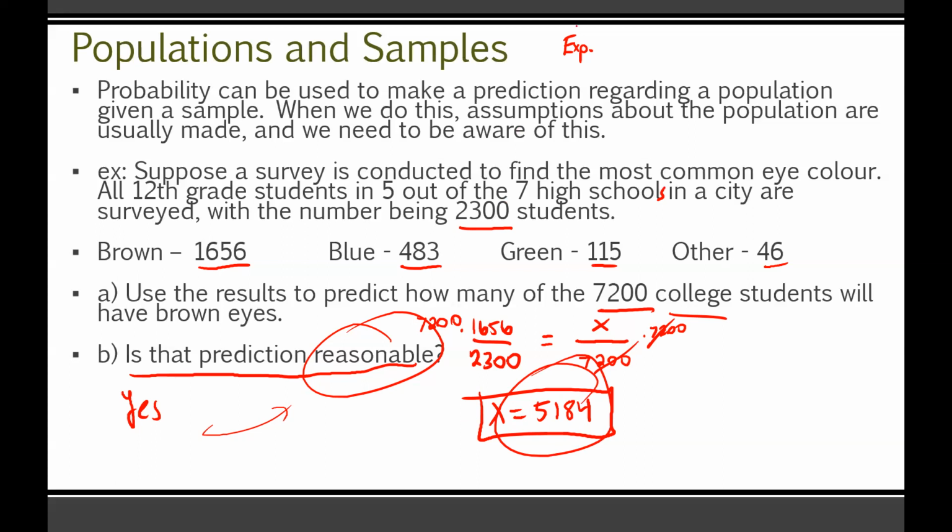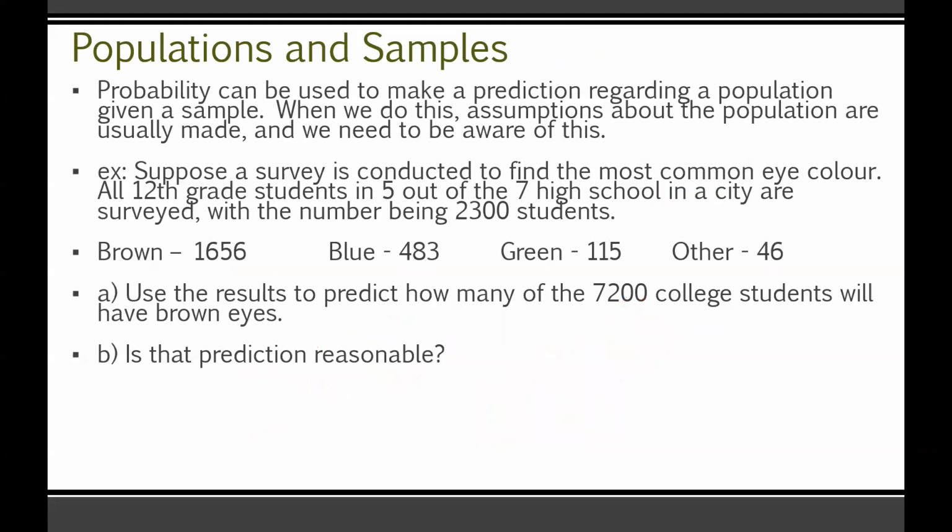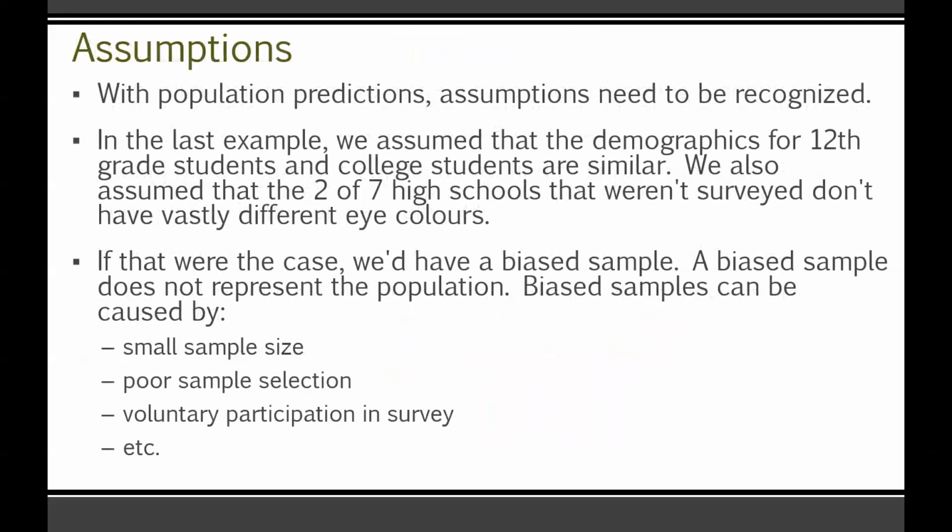Basically, what I'm saying is you can use your experimental probability as a fraction to set it equal to another experimental probability with a different population, as long as those populations are similar. And again, when we do this, assumptions about the population are usually made. The assumption in this case was that our high school students and our college students have similar eye colors overall, which is probably a reasonable assumption. Anyway, I'm rambling. So, assumptions. With population predictions, assumptions need to be recognized.